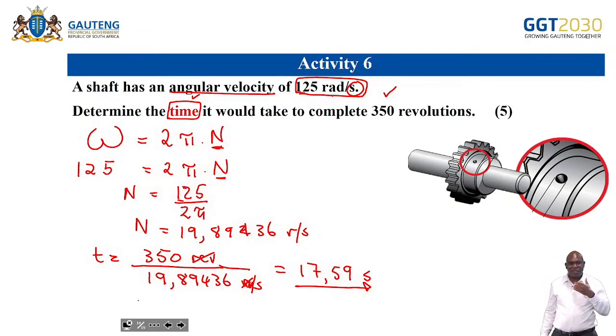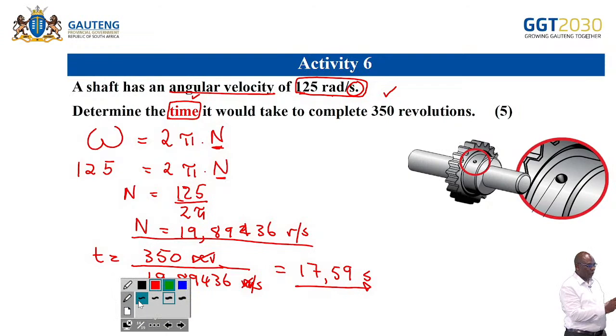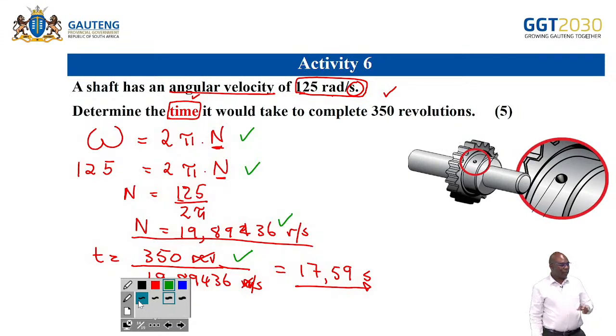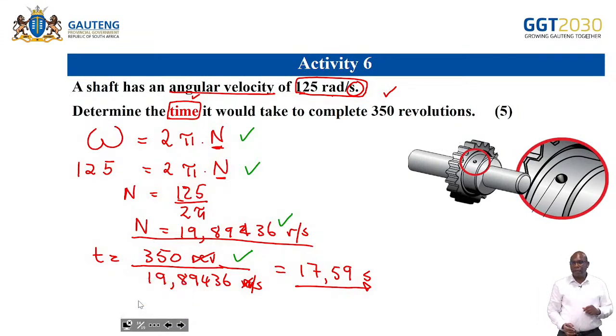Okay, so that is how we do that question. If you stop there, you're only going to get, let's see how we're going to allocate marks on this one: you have a formula for that, the substitution and finding the value of n, then to tell us that the time is 350 over 19.89, and then also to give us the final answer, which is going to be 5 marks. 5 easy, straightforward marks that you must get. So you can see how we do this question.